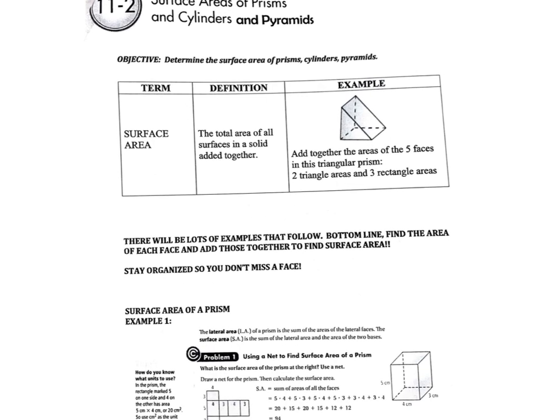But basically, there's going to be a lot of examples that follow, but the bottom line is you need to find the area of each face, meaning each side of the shape. All of the sides around and the top and bottom, and then you just add those together. So surface area is just finding a bunch of separate areas of all the faces of the shape and then adding them all together to get the surface area. The trickiest thing with surface area is to not miss any of the sides. So make sure you're organized, and do the shapes in the same order every time so that you don't miss any of the sides.